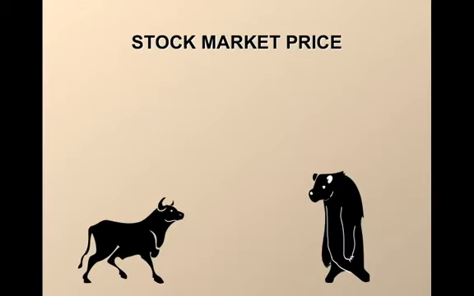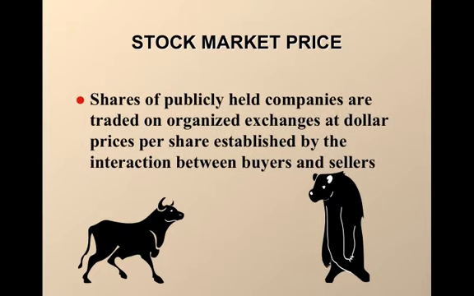The stock market, everyone has heard of the stock market. This is where the shares of publicly held companies are traded. Remember, we said there were publicly held corporations and there were private corporations. The public corporations are the ones that are sold on the stock market. There's the Toronto stock market, the New York stock market, there's several around the world. And the price per share is established by the interaction between buyers and sellers.